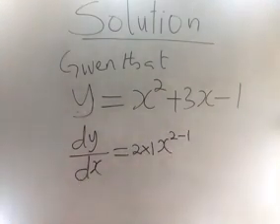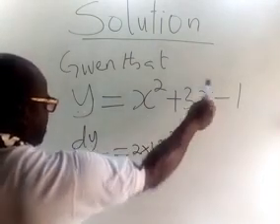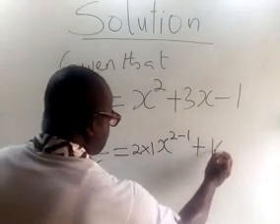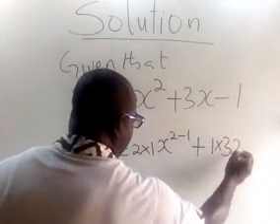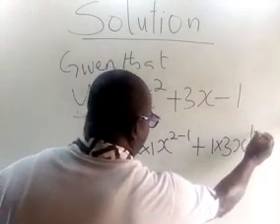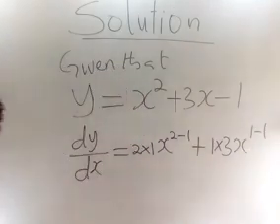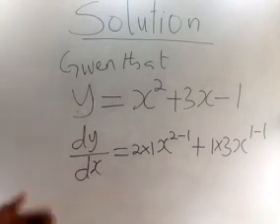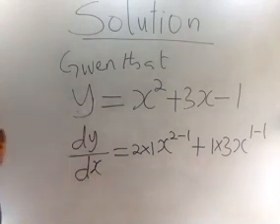Then we go to the second term, that is plus 3x. In that case also, the power of x is 1, and this one will become plus 1 times 3x raised to power 1 minus 1. Then the last term, that is 1, is just a constant. You have been told before that the differentiation of a constant is 0. You can learn that one. The differentiation of that 1 is 0 because 1 is a constant.